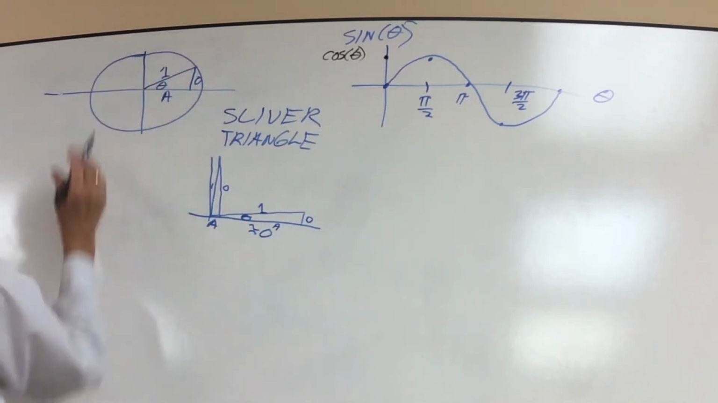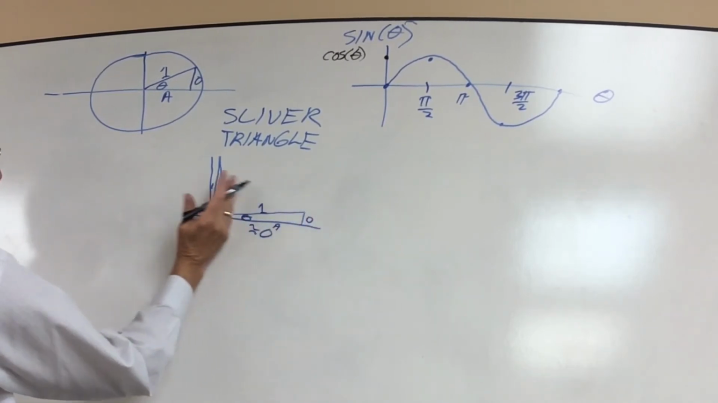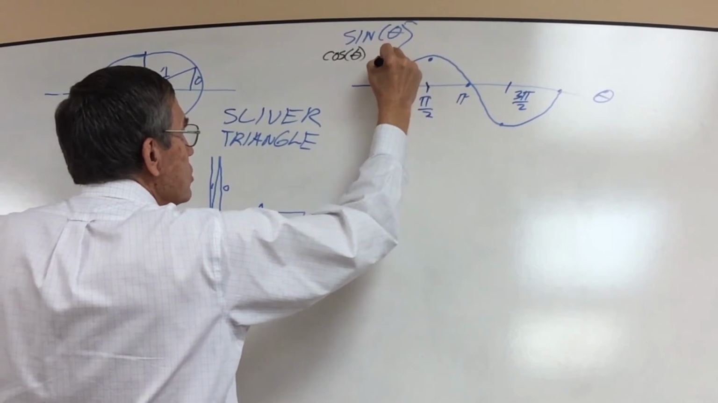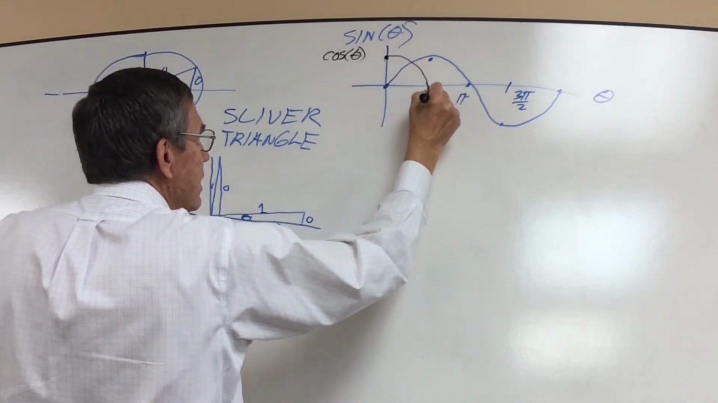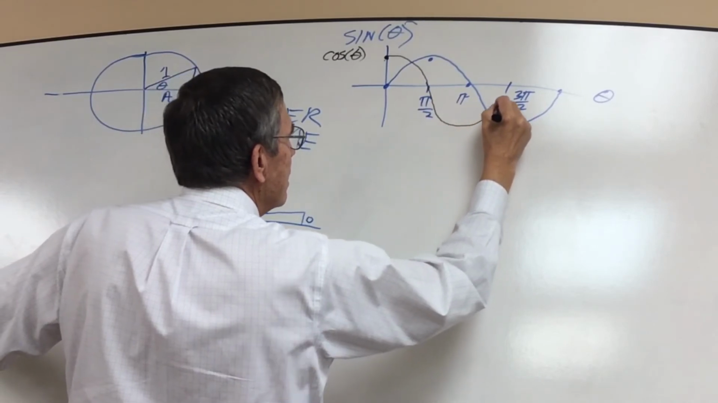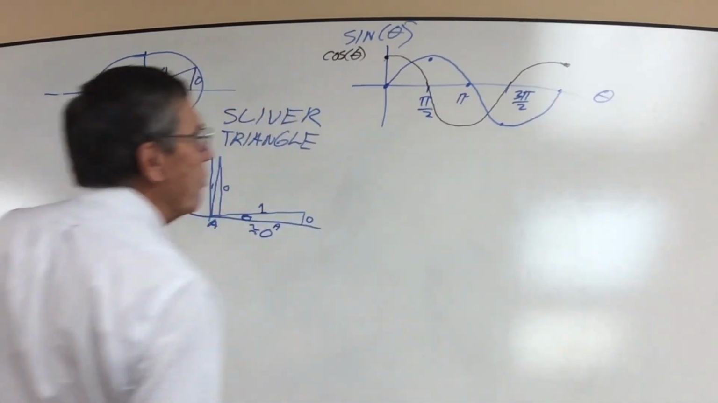When we get up to 90 degrees, what's happened to the adjacent side? The adjacent side has disappeared. It's gotten very, very small. So that's going to put me down here. And we'll just continue that, and we'll end up right where we started.